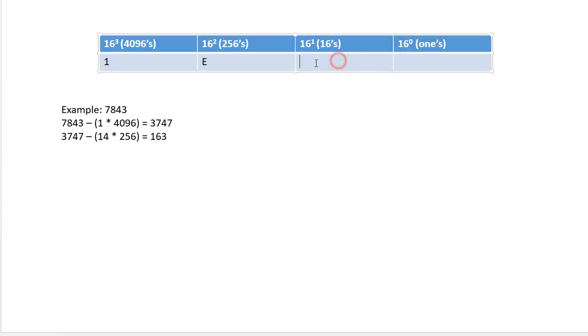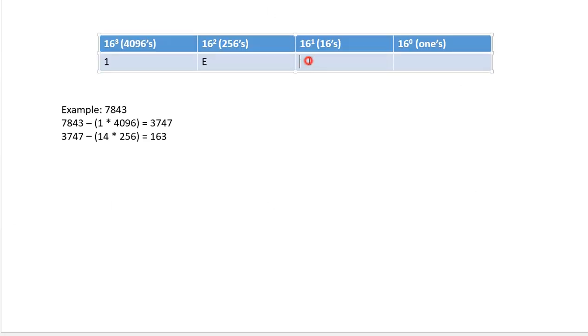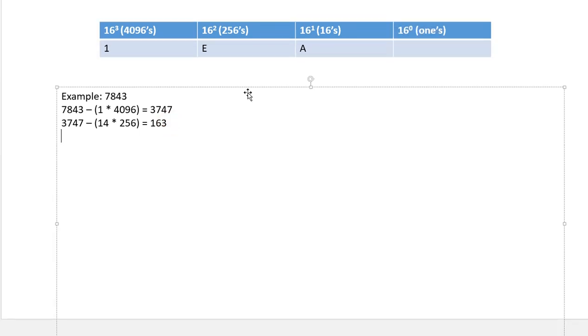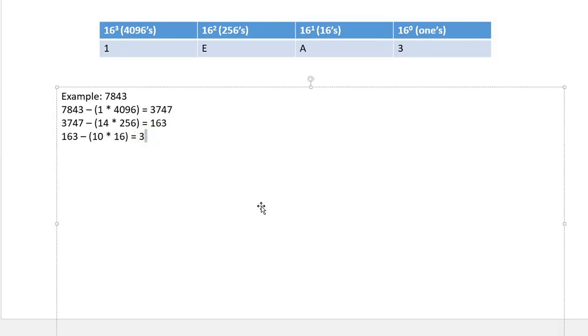Okay, so the 10 is represented by the symbol A. So we input A into here. And obviously we need to then proceed to do 163 minus 10 times 16, which obviously, 10 times 16 is 160, so it leaves us with the number 3. And then we just enter 3 into there, because that's the ones column, right? Because that's all we're left with.